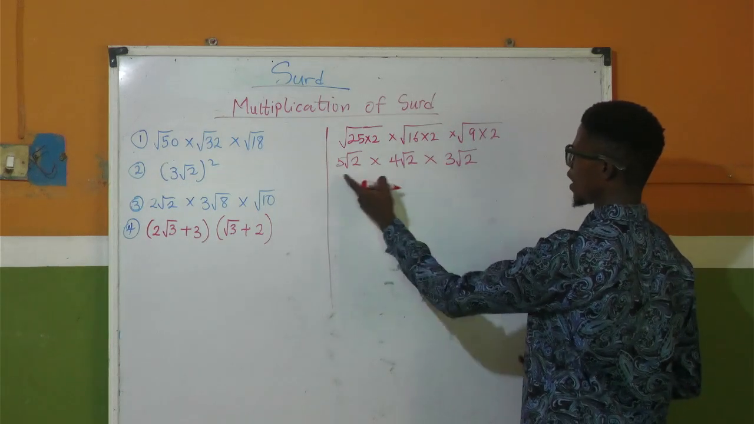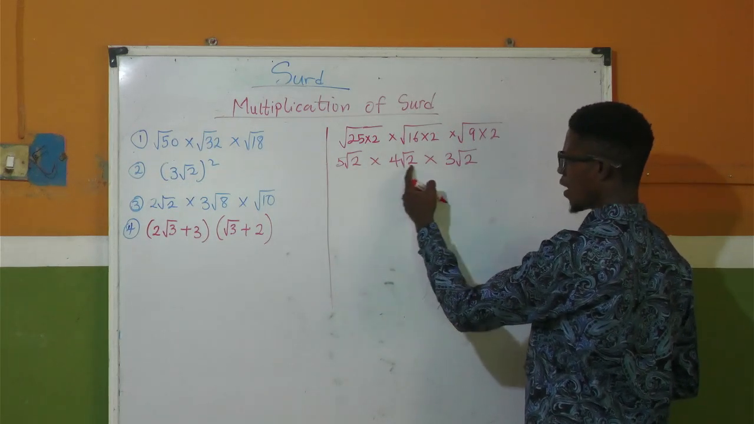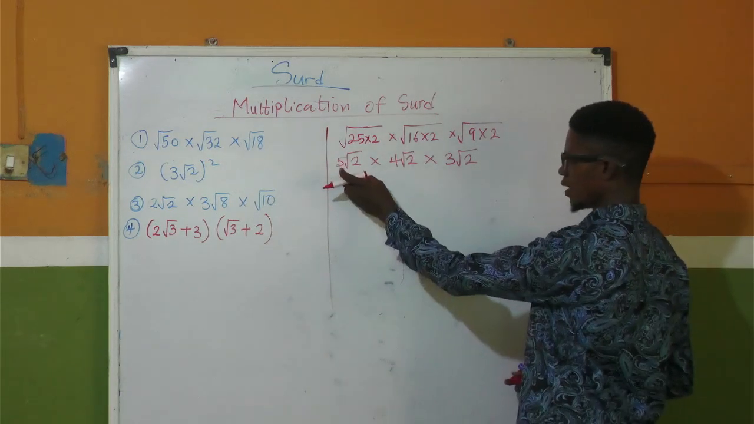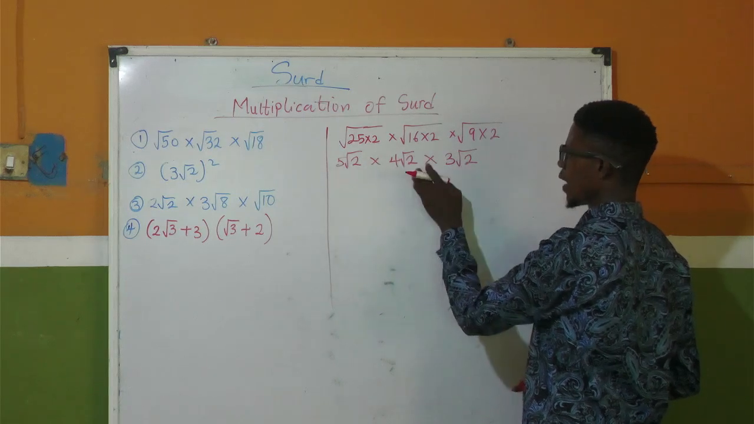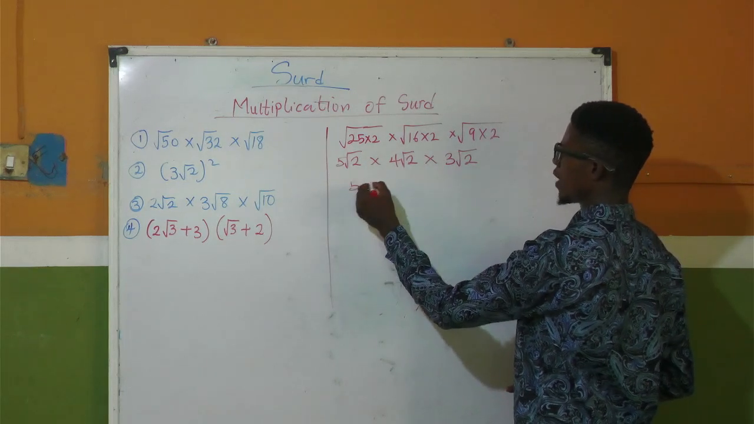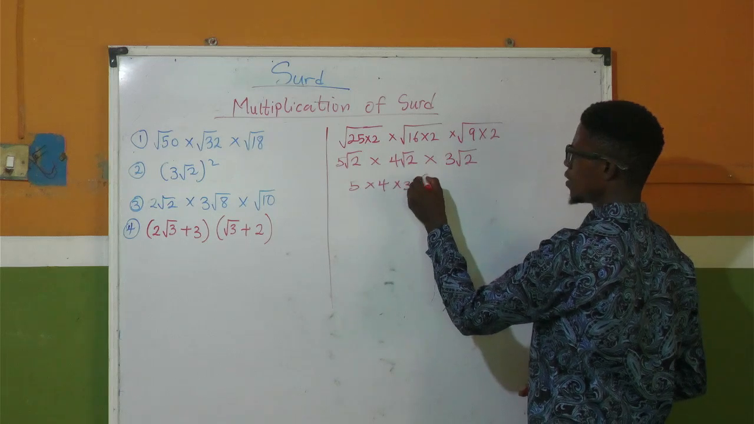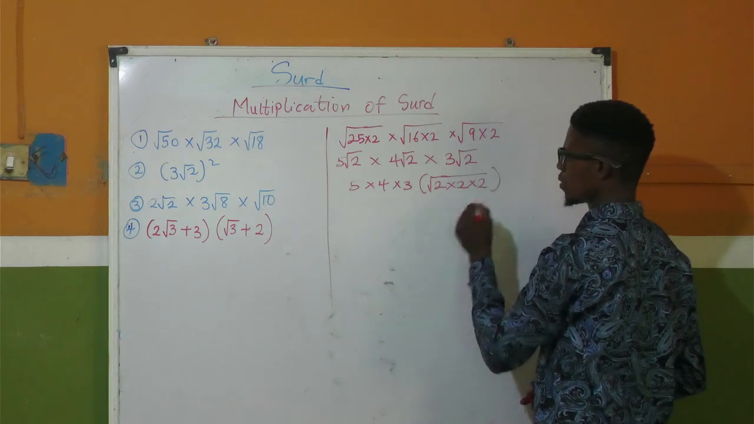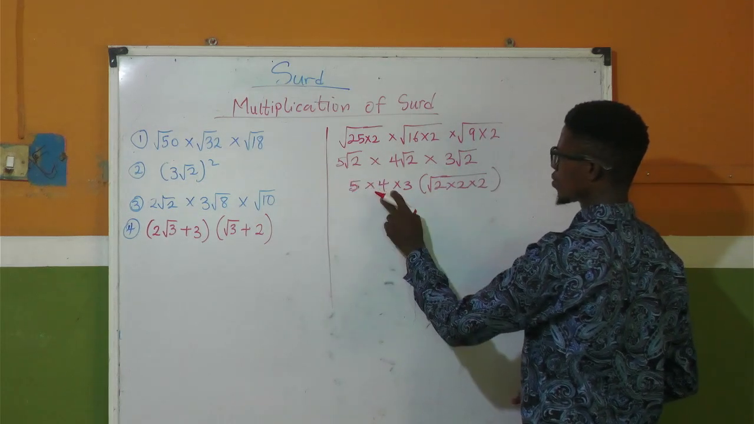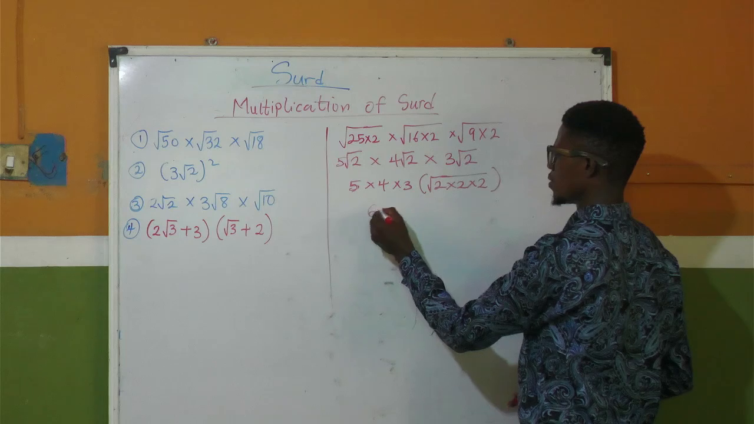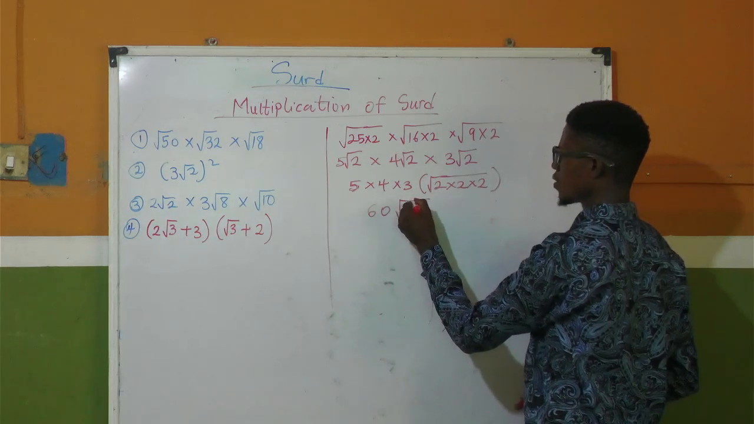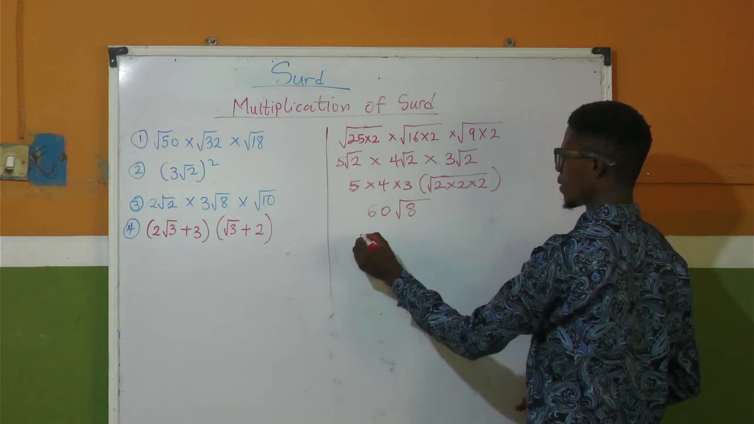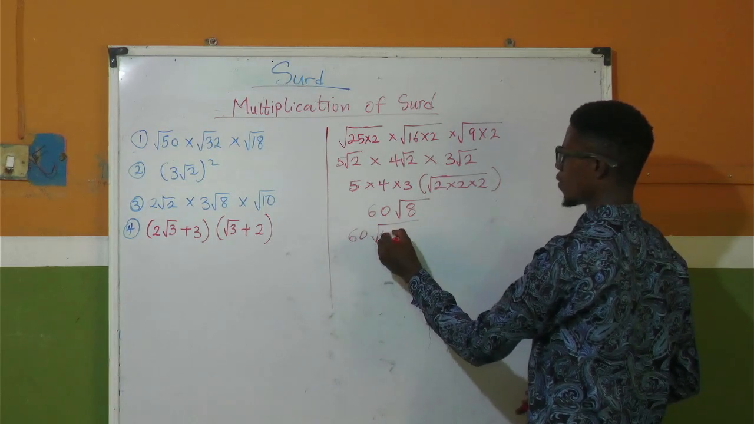So I'm going to multiply all the expressions that are outside the root, and I'm going to multiply the surds together. In the case of addition and subtraction, all we did was pick one, but in the case of multiplication, we multiply every surd together. So this becomes 5 times 4 times 3, in brackets, root of 2 times 2 times 2. 5 times 4 is 20, times 3 is 60. So it's going to be 60 root 8. But I can still simplify root 8 into root of 4 times 2.